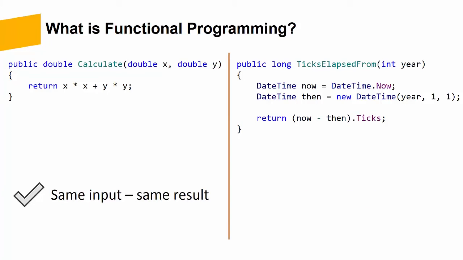The method on the right, on the other hand, doesn't do that. It always returns a different result because this method refers to the global state, which is date time now property. And thus, this method, which is on the right, is not referentially transparent. Let's take another example.